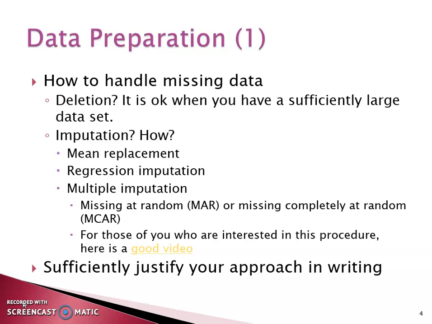The most popular imputation method now is called multiple imputation. It requires the missing data are missing at random or sometimes missing completely at random. I do not have time to talk about this in detail, but if you're interested, I have a link for you. This is a good video for you to learn how to do that in SPSS. Regardless of which imputation method you decide to use, be sure to sufficiently justify your choice in writing when you write your final paper.